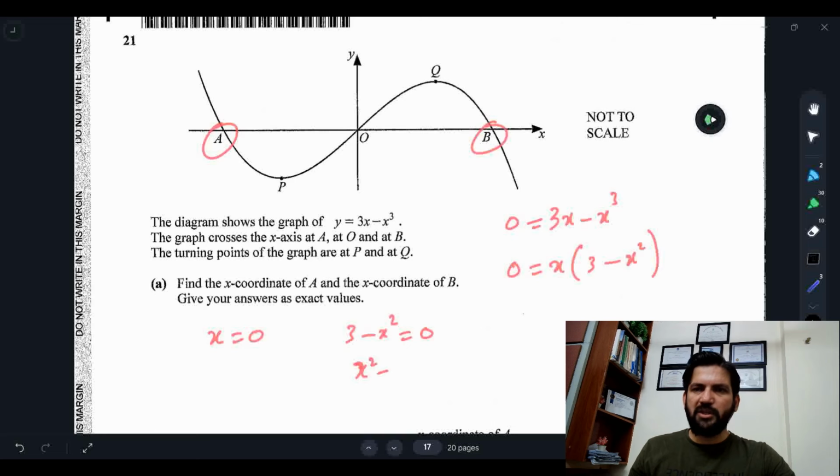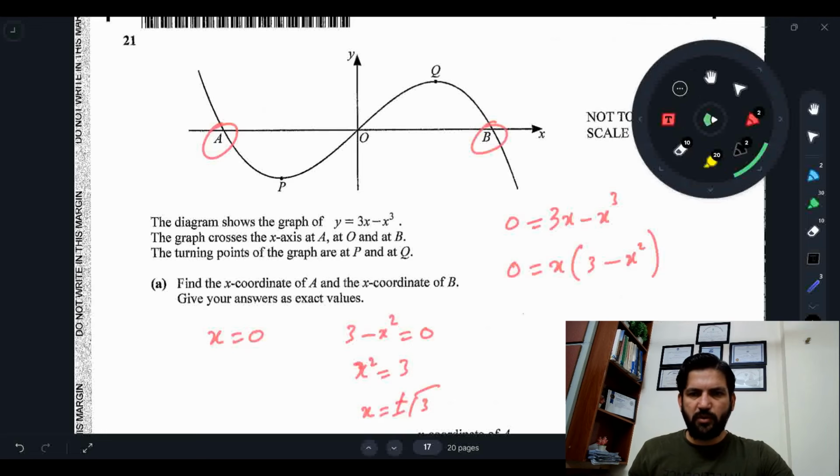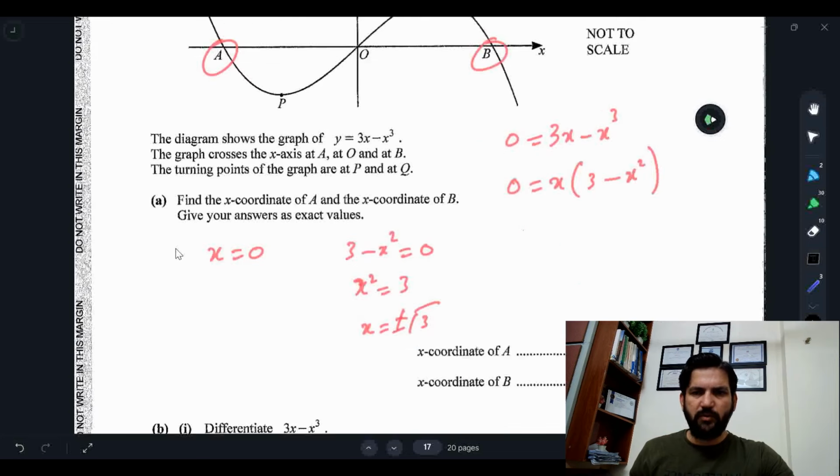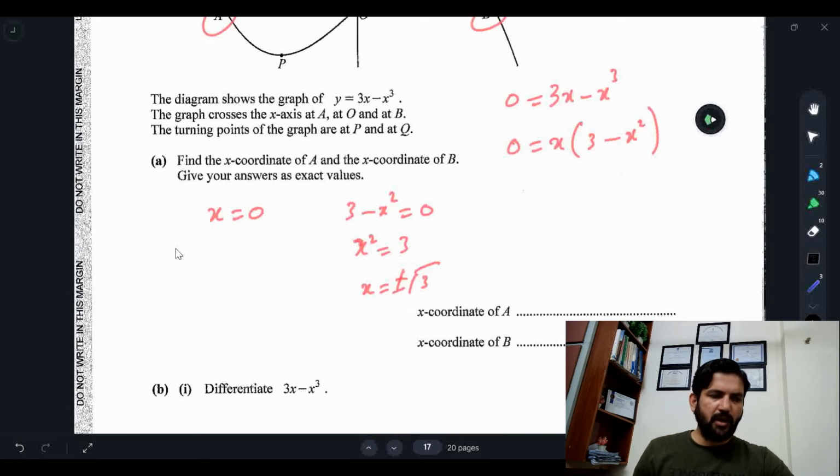As in the question it is mentioned that we have to write down the exact values, so we have to write it like a should be minus square root of 3 and b should be plus square root of 3. I hope that the concept is clear.